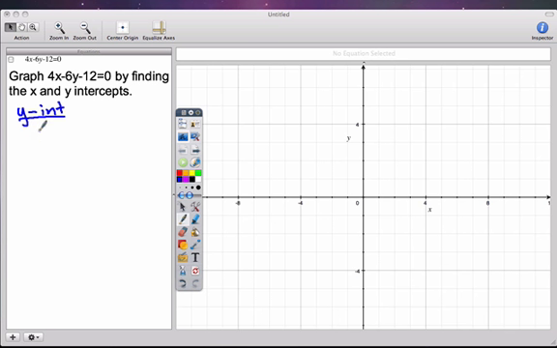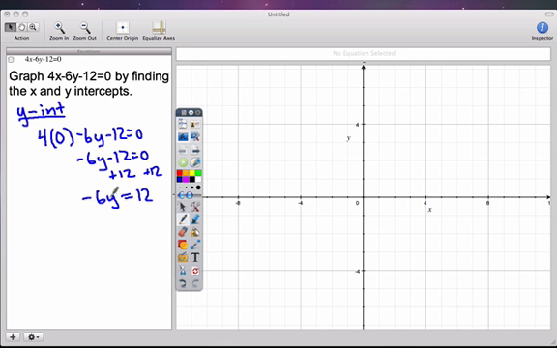For instance, in this case, when we plug in 0 for x, we'll get 4 times 0 minus 6y minus 12 equals 0. Which is the same as -6y minus 12 equals 0. Now we want to get our y alone because we're trying to solve for y. So let's get rid of this -12 by adding 12 to both sides, which will give us -6y equals 12.